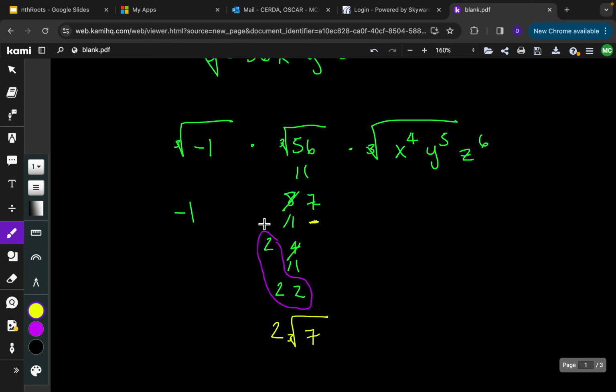Sir, why did you get a 2? Real simple. I got a group of 3 2s. Only one representative comes outside. All right, that's where that 2 came from.